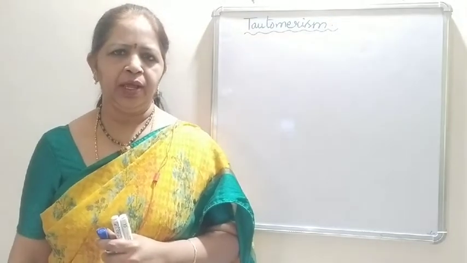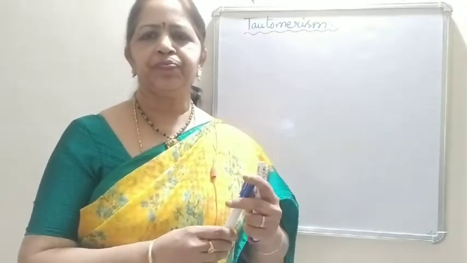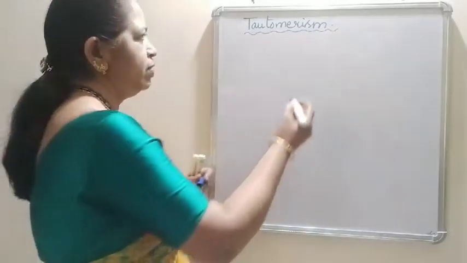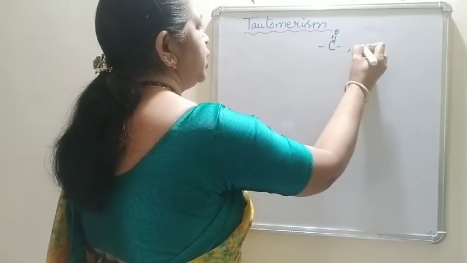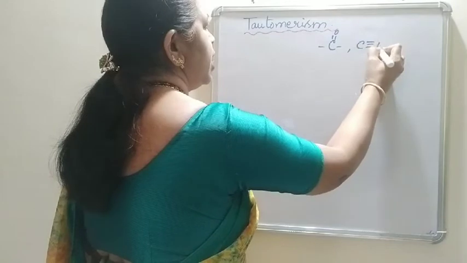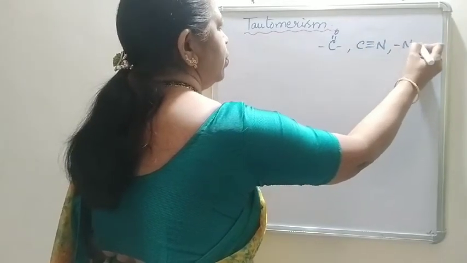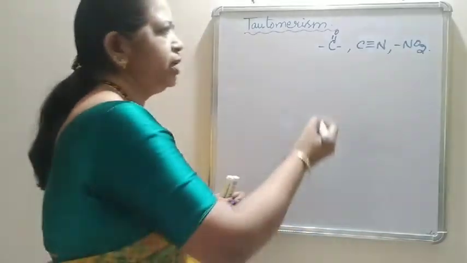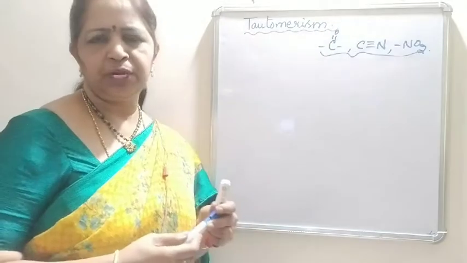This tautomerism exists in compounds having C double bond O, C triple bond N, that means a cyanide, or NO2. The compounds having this kind of functional group show tautomerism.